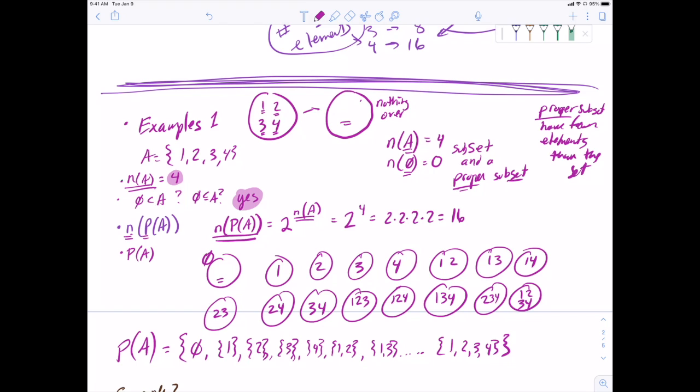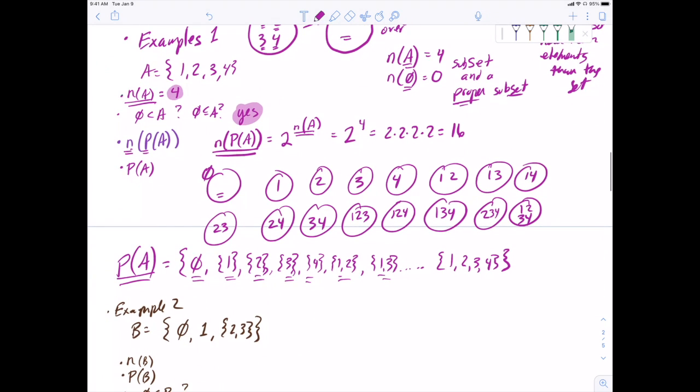Right? Everything inside a power set is a set. There's no elements that are the numbers. They're always sets. Okay, so that's the first key. So let's answer some other interesting questions here.